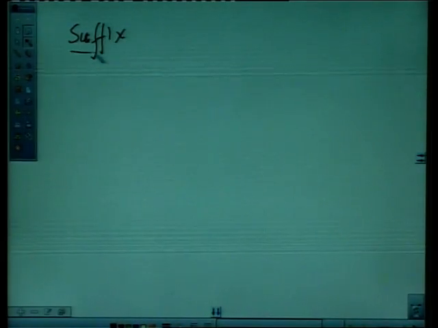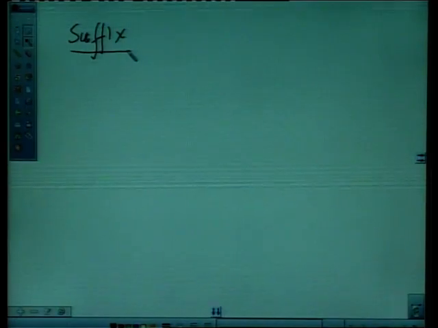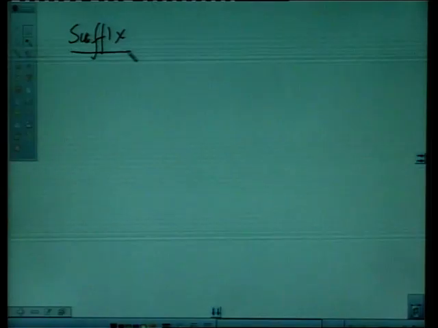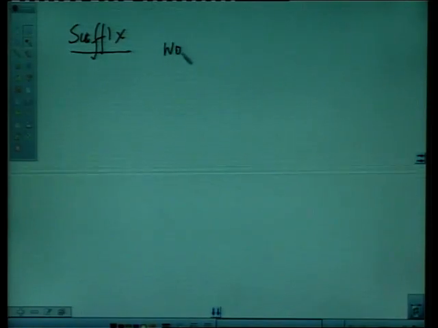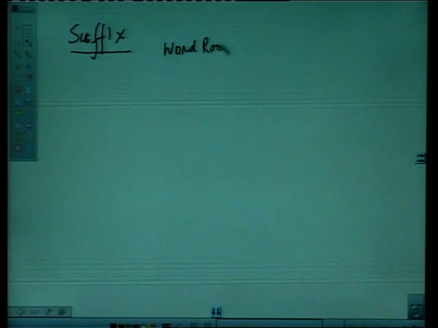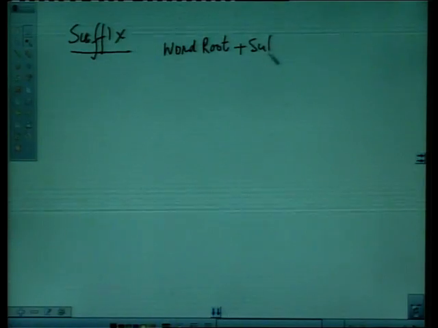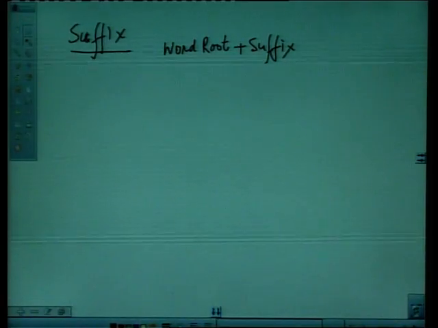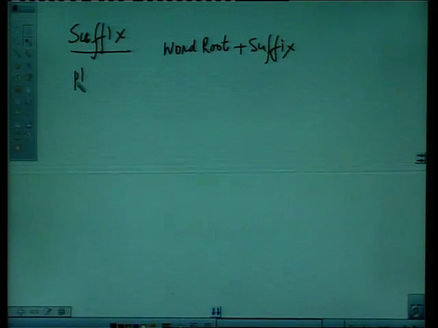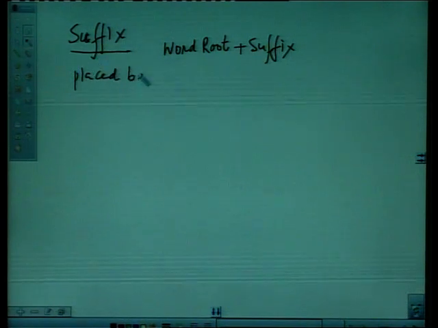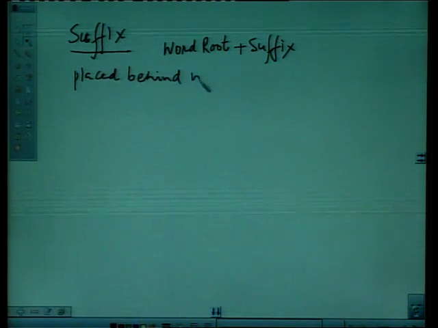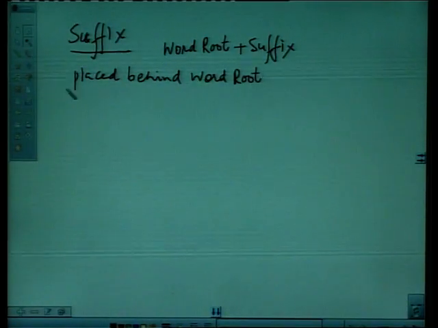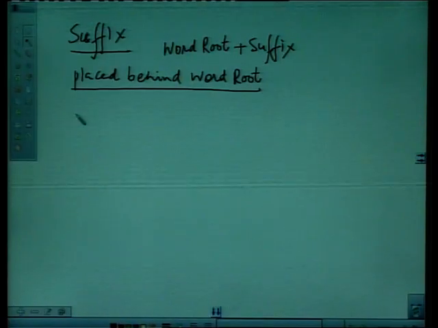So, suffix is placed behind the word root, that is, word root plus suffix. So, there are two types of suffix.